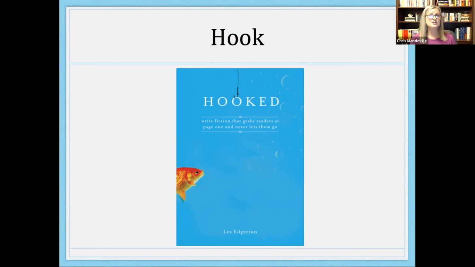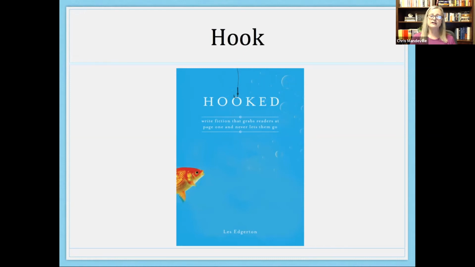It can be related to anything. I mentioned it's often to do with plot and conflict, as in the couple of examples we've looked at, but it could have to do with a question raised about character or about setting, about theme, even your voice, your unique voice as a writer can be enough to hook a reader into turning that page.